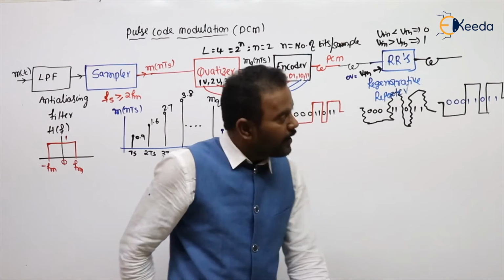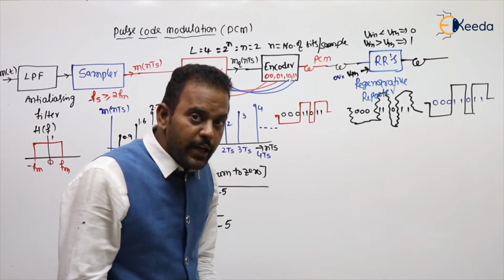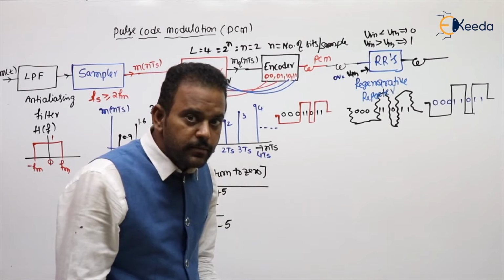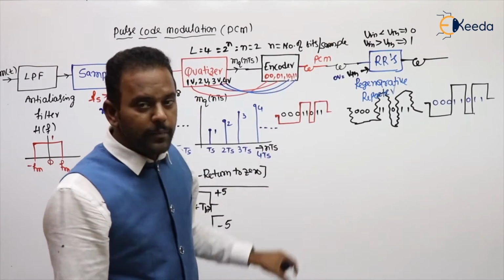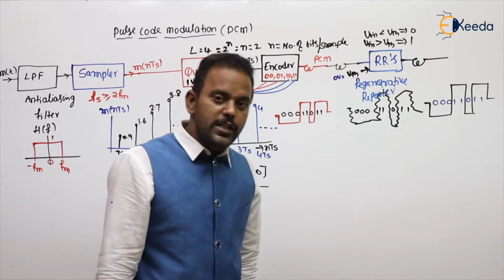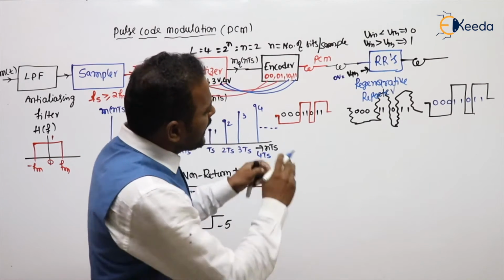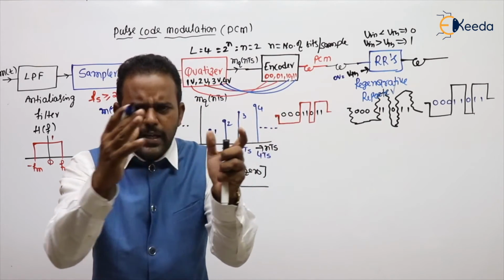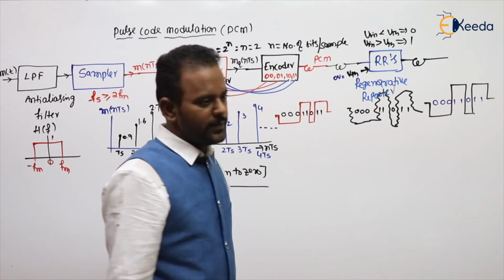So finally, the number of regenerative repeaters depends upon distance and quality of the cable. Because of them, digital communication is free from channel noise. So that's why you can use it for longer distance communication. Like regenerative repeaters we are placing, now coming to the receiver side.